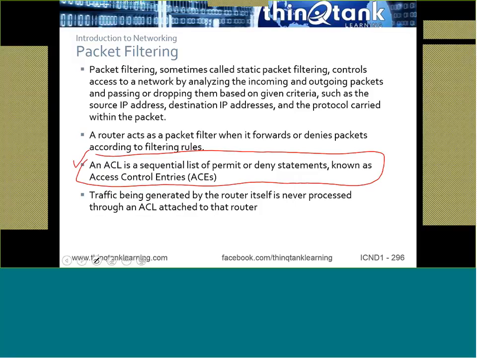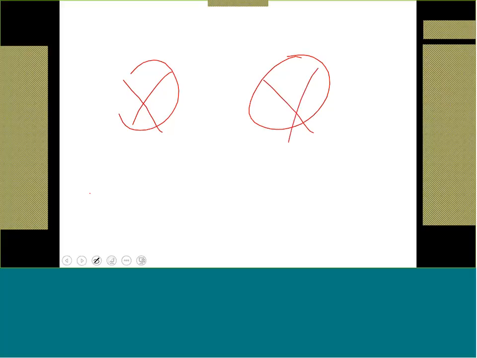The first rule that we learned, though, is that traffic that is generated by the router itself is never processed through an ACL that's attached to that router. What kind of traffic might you generate from the router itself? If I have a router here and a router here, and those guys are connected with a serial link, and I have an access control list, maybe there's an Ethernet network here, an Ethernet network here. I have an ACL applied in that direction. That can filter traffic coming from this network, but it would not filter traffic coming from the router itself. What kind of traffic would be coming from the router itself? Any ideas?